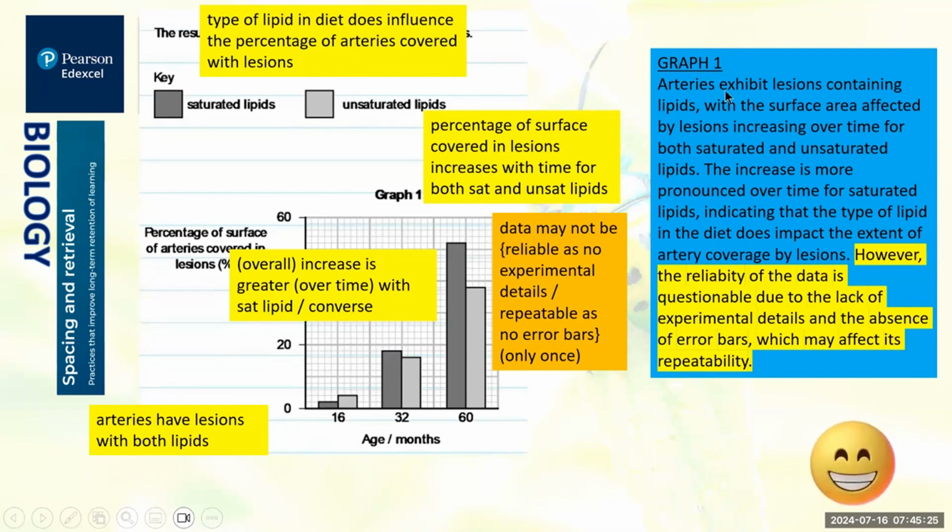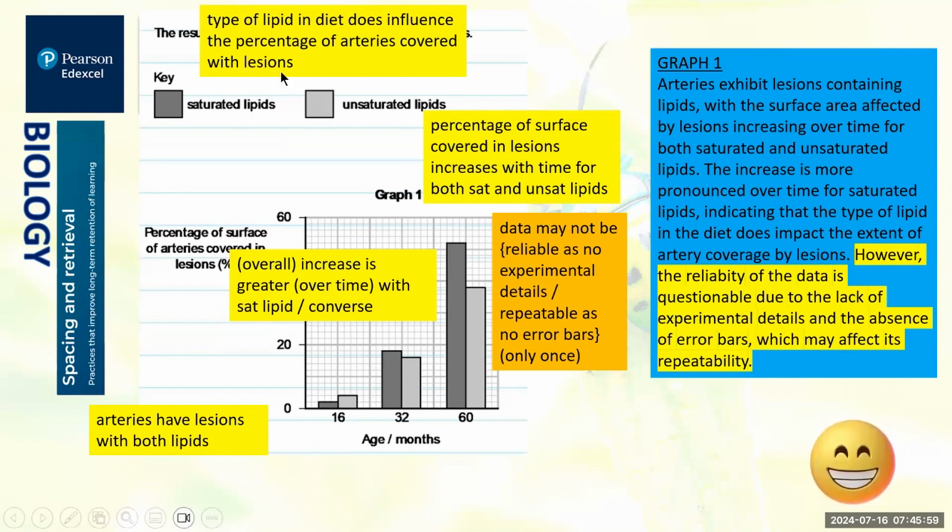So arteries exhibit lesions containing lipids, with the surface area affected by lesions increasing over time for both saturated and unsaturated lipids. This is the way we have to write in nice English, grammatical and technical form. We have to make sentences to make the paragraph. The increase is more pronounced over time for saturated lipids, indicating that the type of lipid in the diet does impact the extent of artery coverage by lesion.